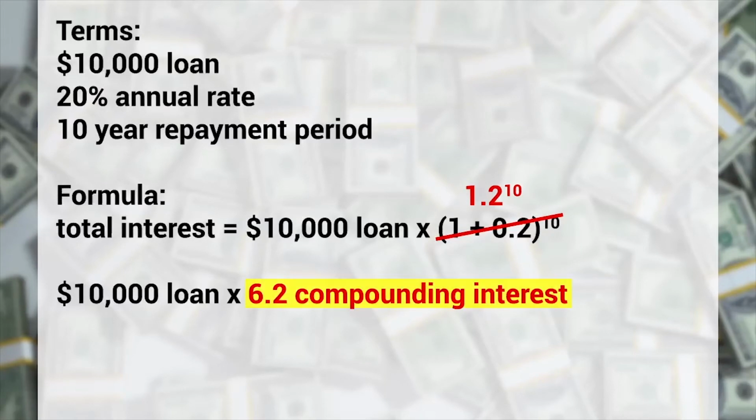How do you get the math? Well, you multiply that number by 10,000, which reveals that a 20% interest rate on a $10,000 loan for 10 years costs you about 62,000 big ones. $10,000, it really cost you 62.